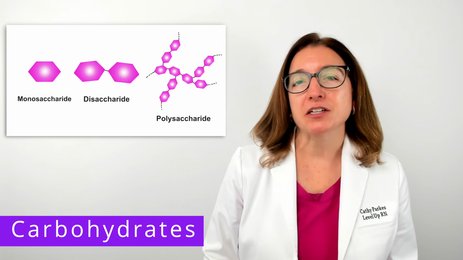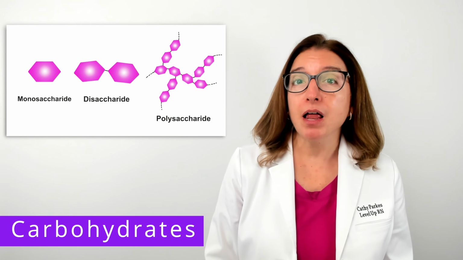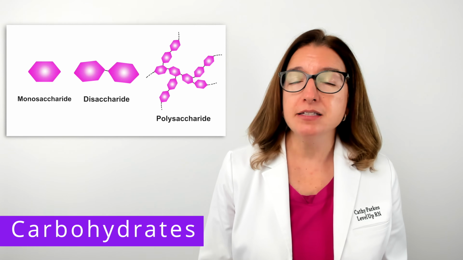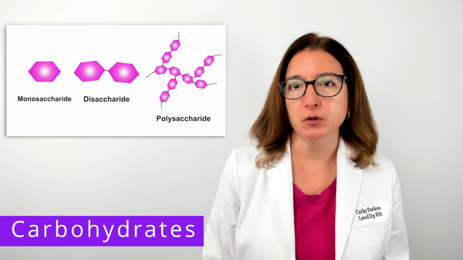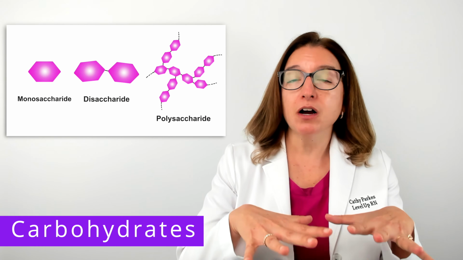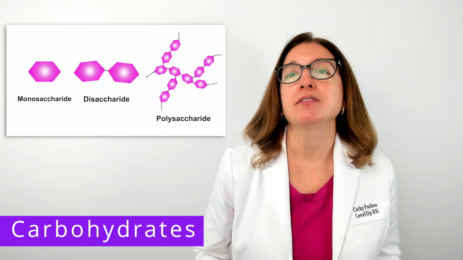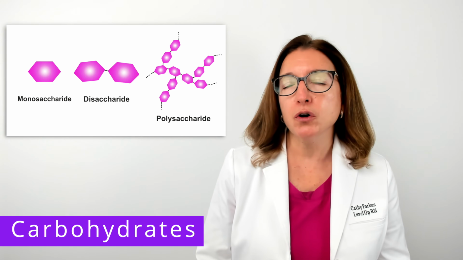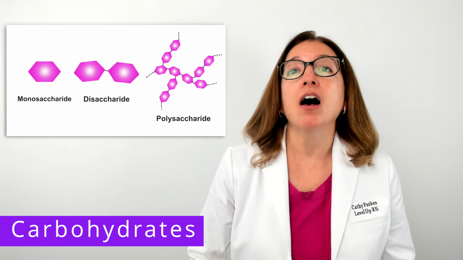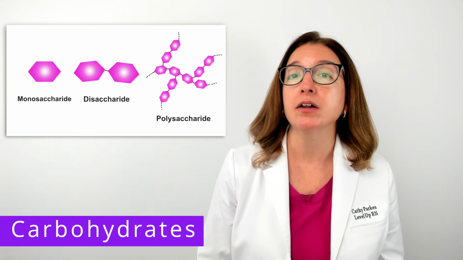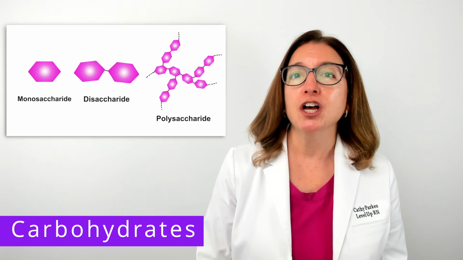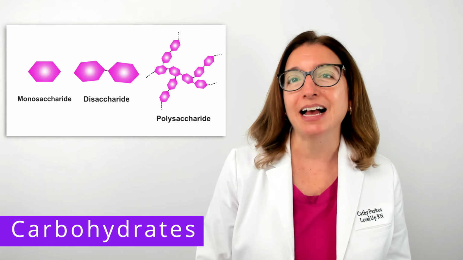Monosaccharides are the simplest carbohydrates, and they are the building blocks for more complex carbohydrates. Examples of monosaccharides include glucose and fructose. Disaccharides are formed when 2 monosaccharides are bonded together. Examples of disaccharides include sucrose and lactose. And then polysaccharides are chains of hundreds of monosaccharides bonded together. Examples of polysaccharides include starch, glycogen, cellulose, and chitin.